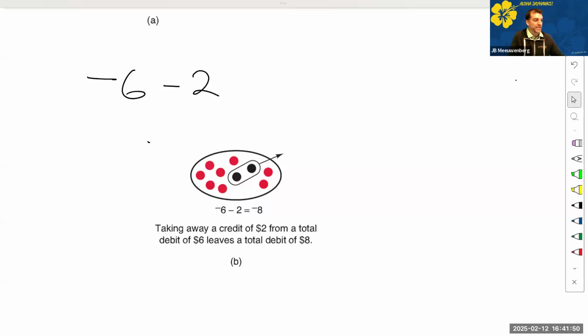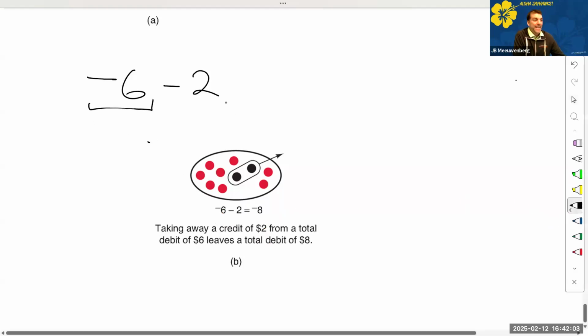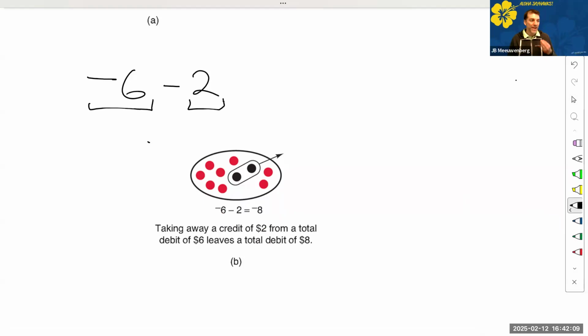And that's what you see here. If you like to think about it in terms of debits and credits, if you start off $6 in debt, and then somebody takes away $2 more from you, now you're more in debt. Now you're $8 in debt total. So that idea of a 0 pair can be helpful.